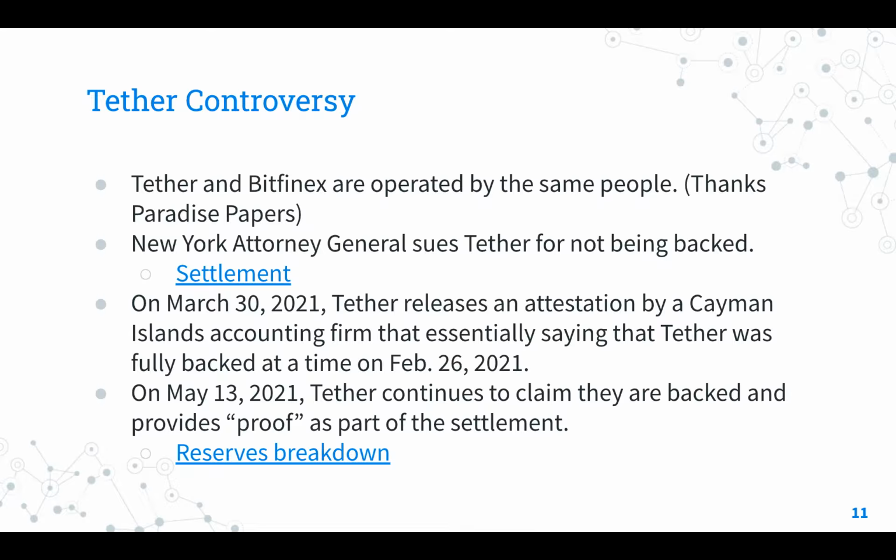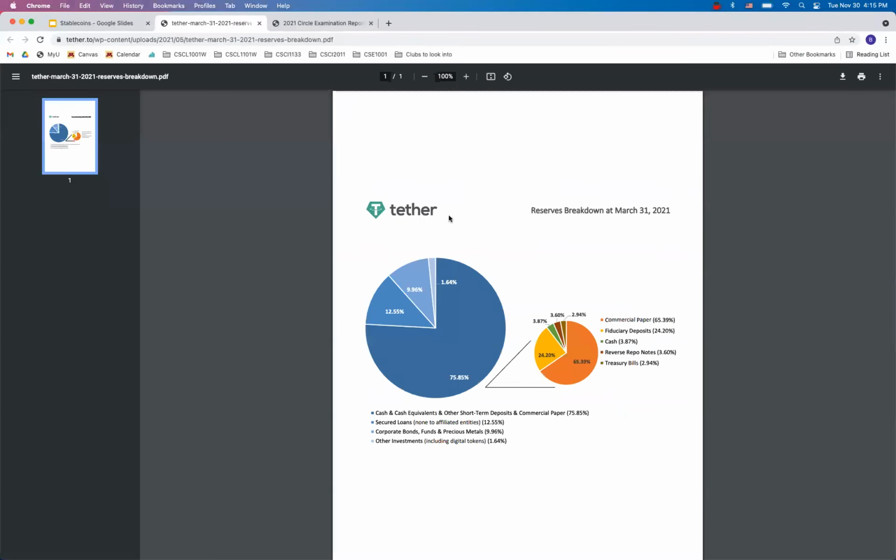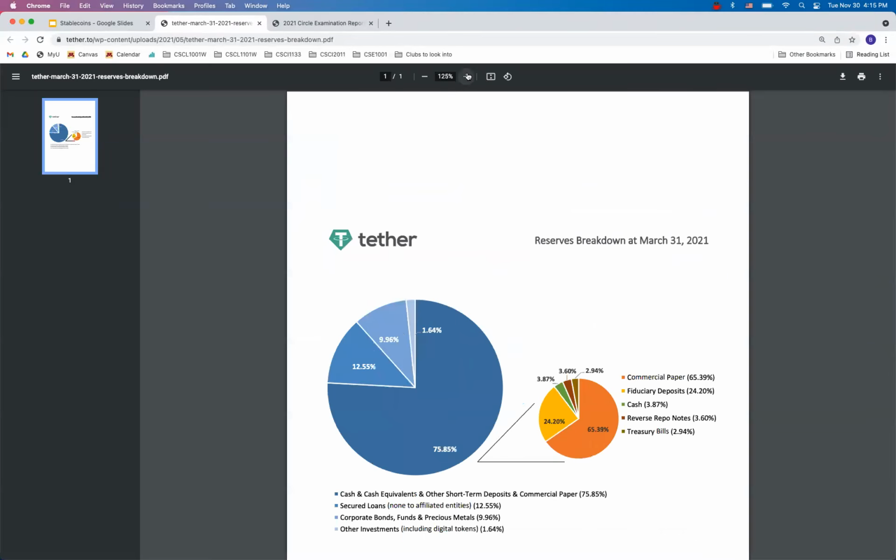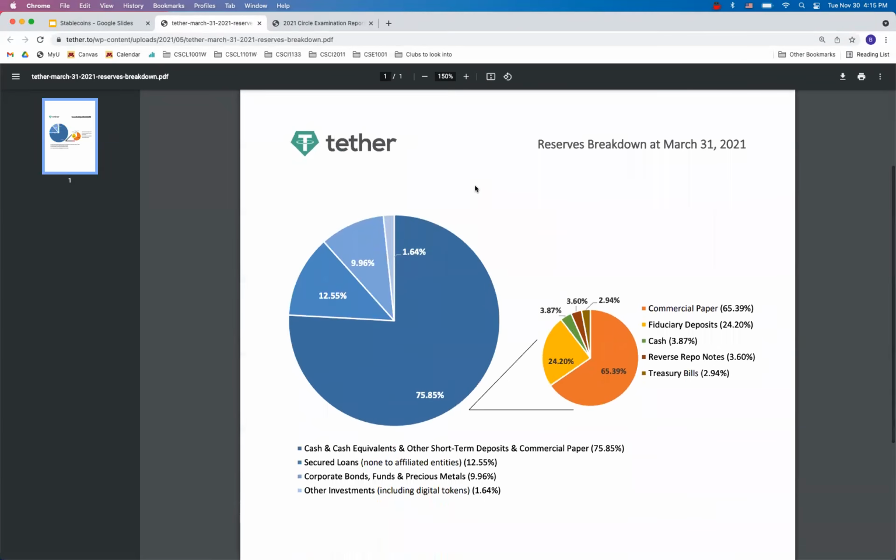On March 30th, 2021, Tether released an attestation by a Cayman Islands accounting firm saying that Tether was fully backed at a certain point in time, February 26, 2021. And then on May 13th, 2021, Tether continues to claim they're backed and provides proof as part of the settlement. You can look at the proof really quick before we get to the settlement. So check this out. Two pie charts. Do you believe it?